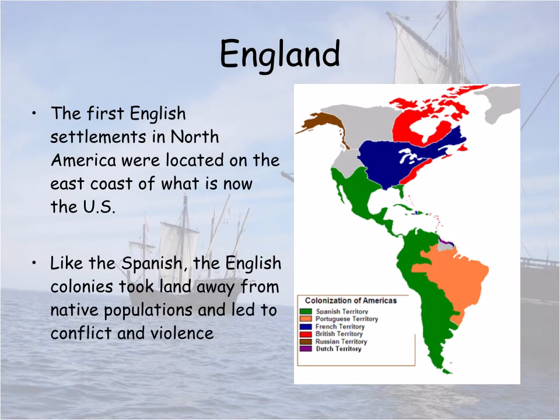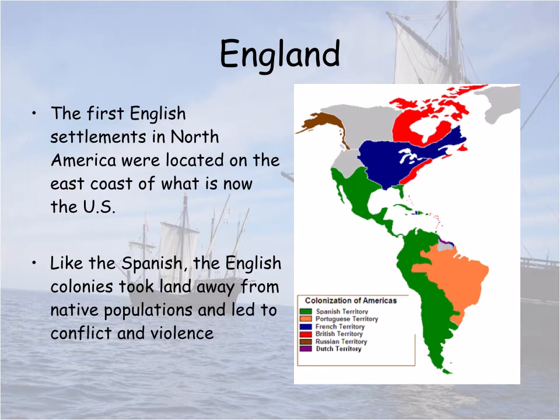Next, you have England. So the very first English settlements in North America were located on the east coast of what is now the U.S., so where we are. Where we are was basically settled by the English, which is why we largely speak English. Think back to South America, Central America, that's where the Spanish settled. They speak Spanish there. If you go up into Canada, think French Quebec, that is why they speak French, because it was settled by the French.